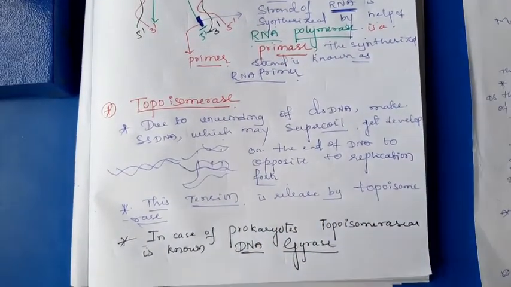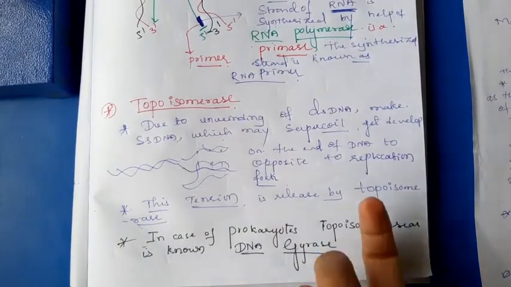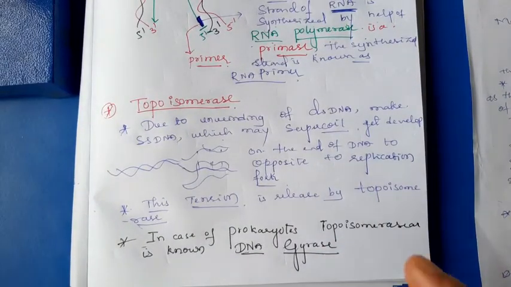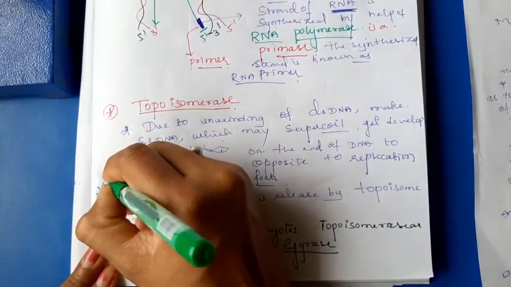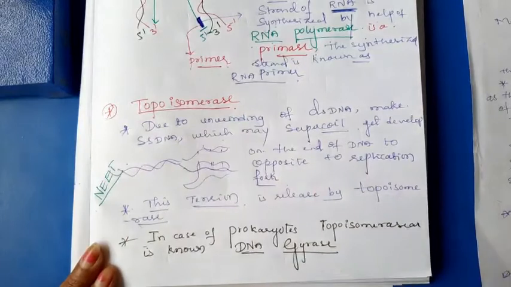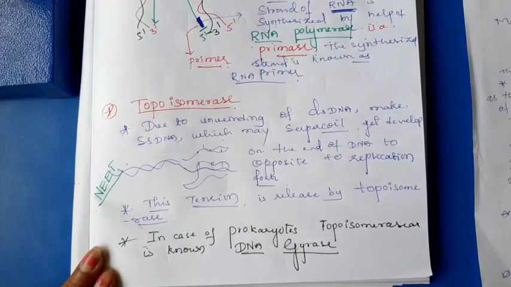This is a small difference. In case of prokaryotes, DNA topoisomerase is known as gyrase. In case of eukaryotes, it is known as topoisomerase. Topoisomerase releases the tension created by the single stranded DNA. This is a very important NEET examination question: which enzyme is necessary to release the tension or supercoiling in the DNA? That is the topoisomerase. Okay.